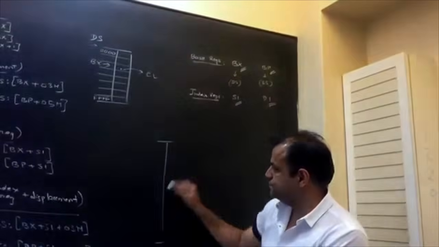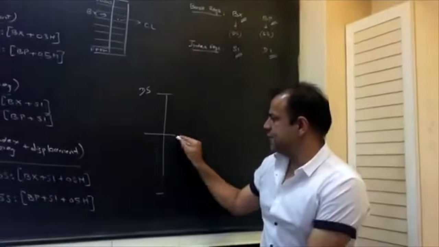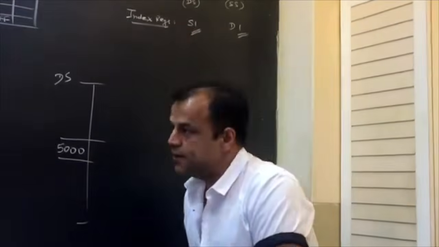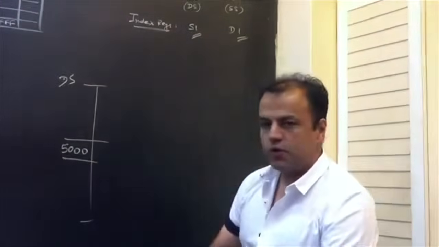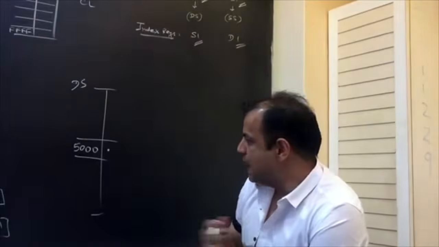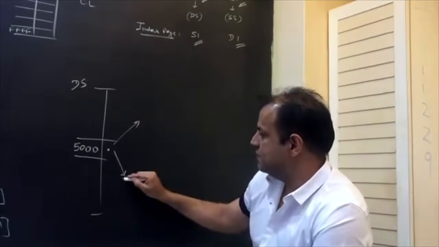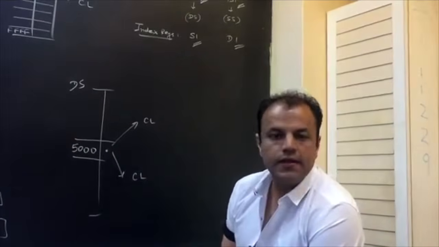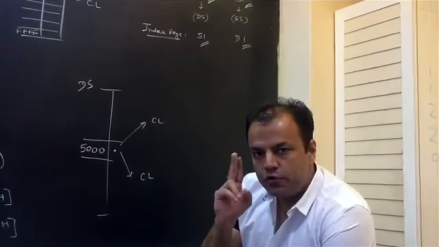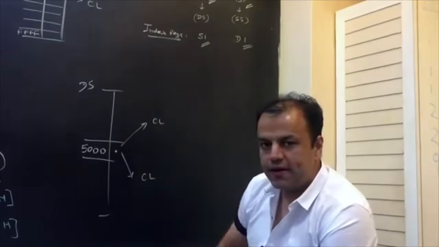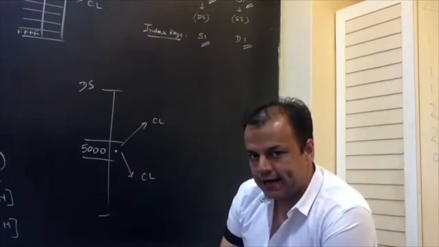Suppose this is your data segment. This is offset address 5000. Within a minute, all this will become very clear. This is location 5000. This location contains some data. I want this data to come inside the CL register. In the last 5 minutes, I have taught you 2 addressing modes for doing this. This can be done either using direct addressing mode or using indirect addressing mode.